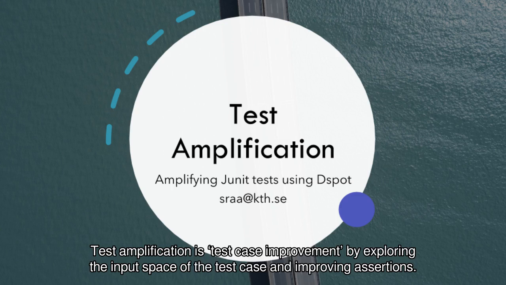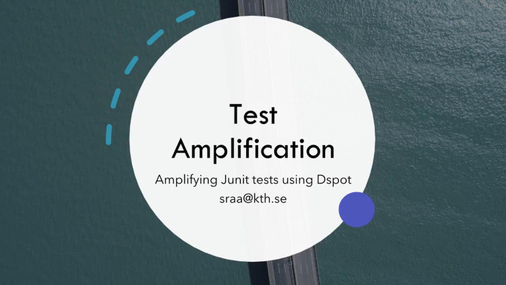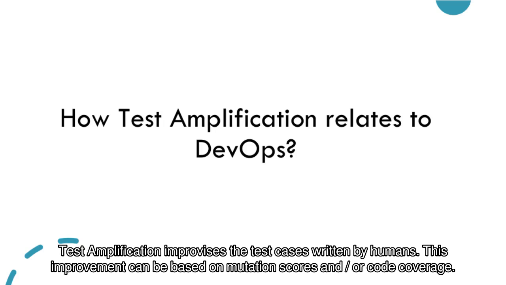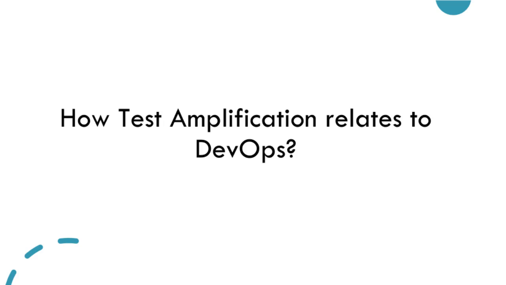Test amplification is test case improvement by exploring the input space of the test case and improving assertions. DevOps emphasizes the importance of continuous and automated testing. There are modern test suites that are used to assess mutation scores and branch coverage. Test amplification improves the test cases written by humans. This improvement can be based on mutation scores and/or code coverage.